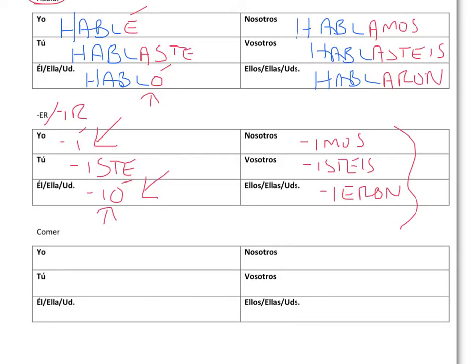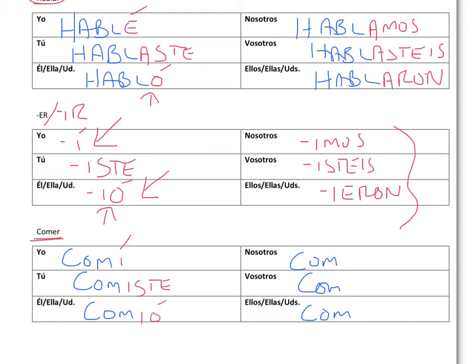So let's do a practice. Let's do comer. So take off the ER, and we get com. So we're going to add comí, yo comí. Not I eat, that would be yo como, but I ate. Yo comí. Comiste, you ate. Comió, he, she, or it ate, or you formal. Nosotros comimos, comisteis, and comieron. Muy bien.